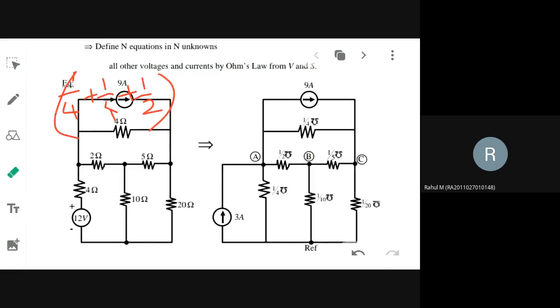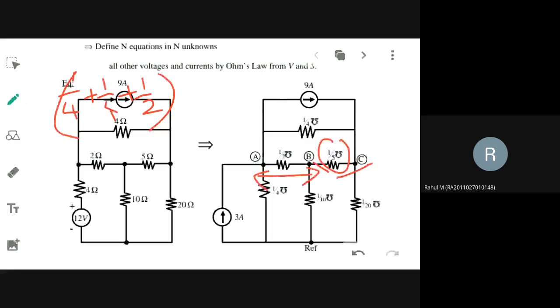Dhruv. R12 is common between A and B. Between these two nodes, what is common? 1 by 5 plus 1 by 2, no? Not 1 by 5. Where is the 5 ohm? Here only there is a 5 ohm, connected to B and C. How is it connected to A?